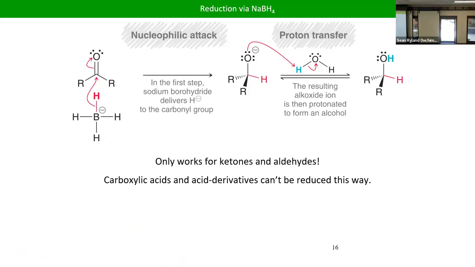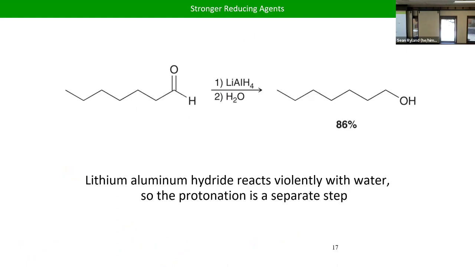So how do we reduce acids and acid derivatives? We get a stronger reducing agent. Turns out if you get something even nastier than sodium borohydride, we can reduce it. The sort of nuclear option when it comes to reducing agents for OCHEM is lithium aluminum hydride.